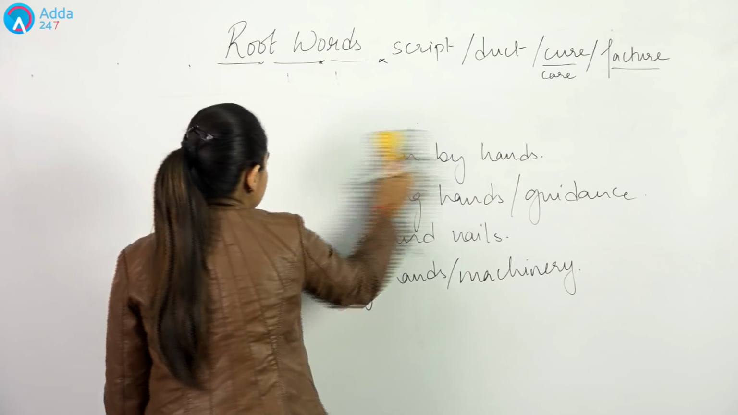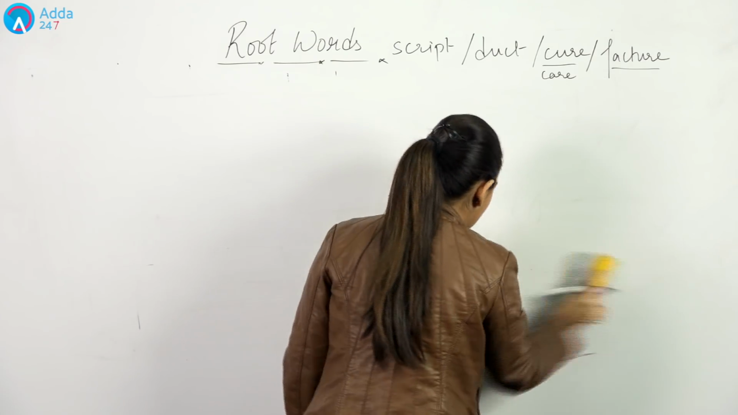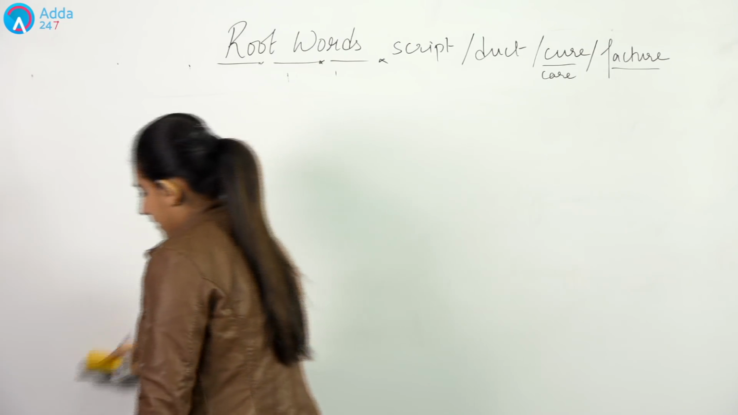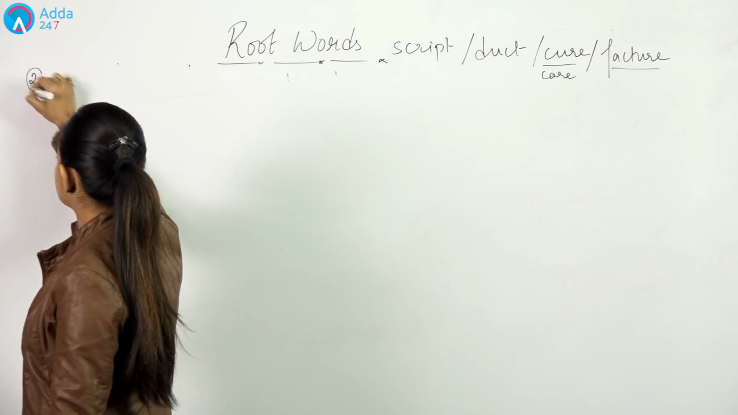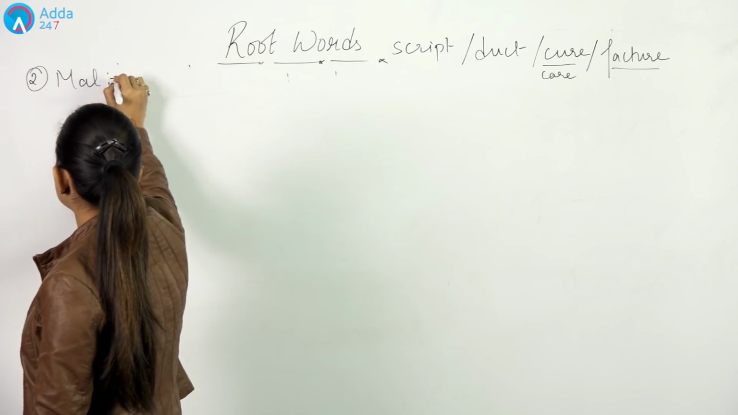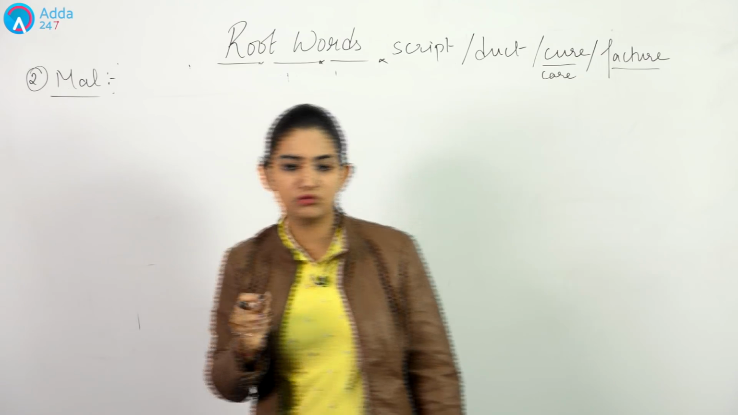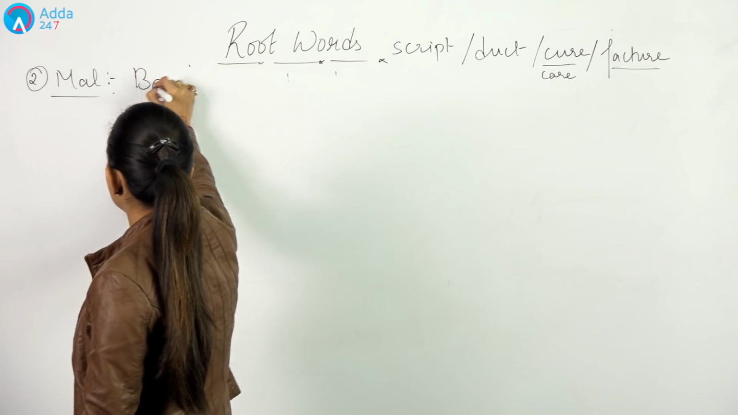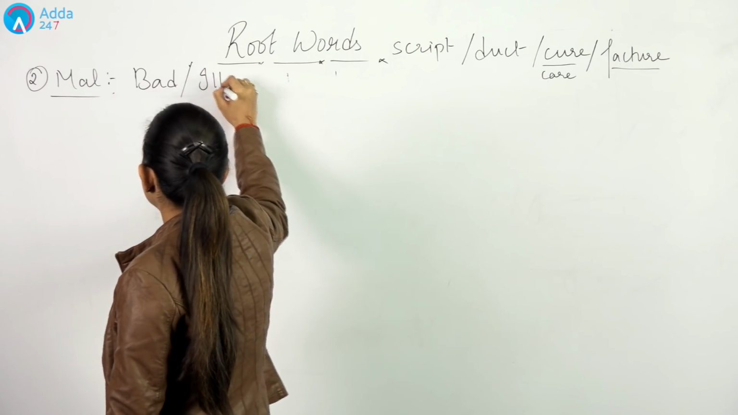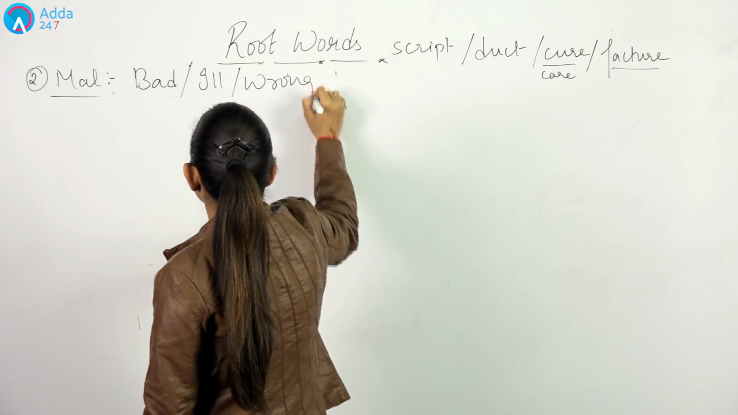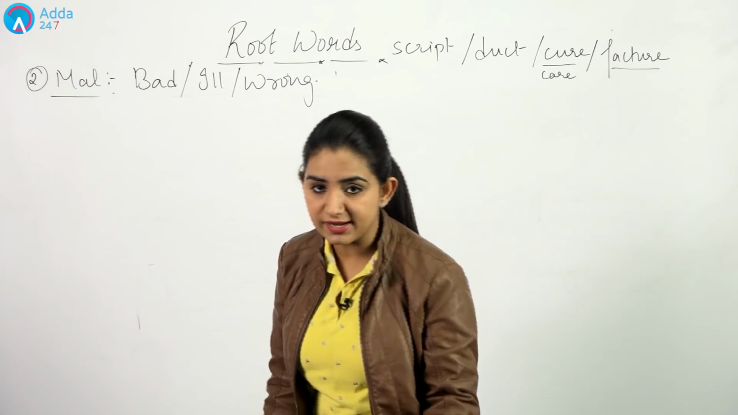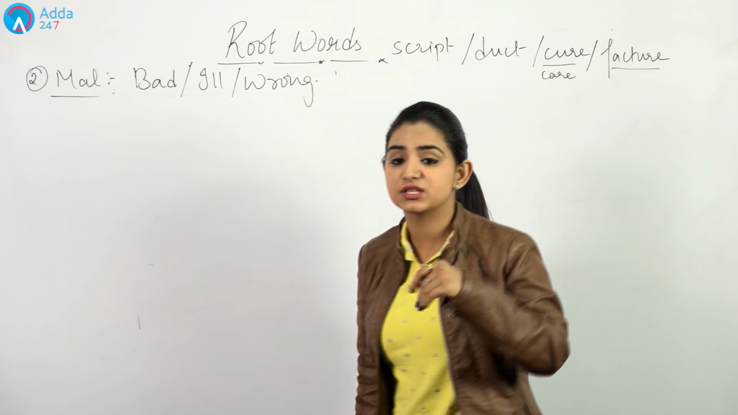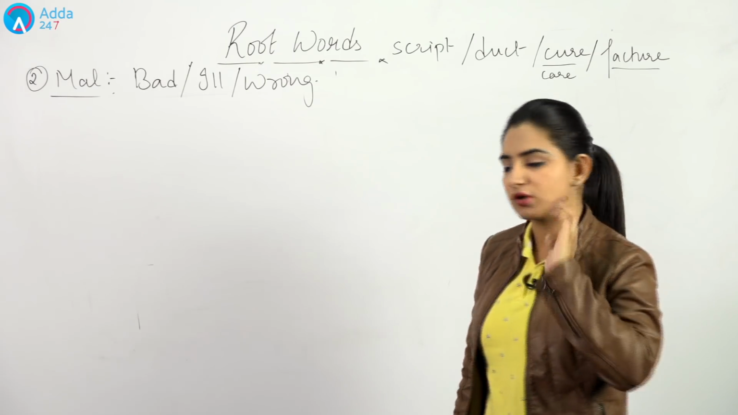Then the next word today that we have is M-A-L, mal. Now, I hope you must be aware of this word mal. Why? Because mal is a word that defines what? Bad, ill, wrong. When something is not right, when something is not as it is supposed to be, that is what we mean by mal.